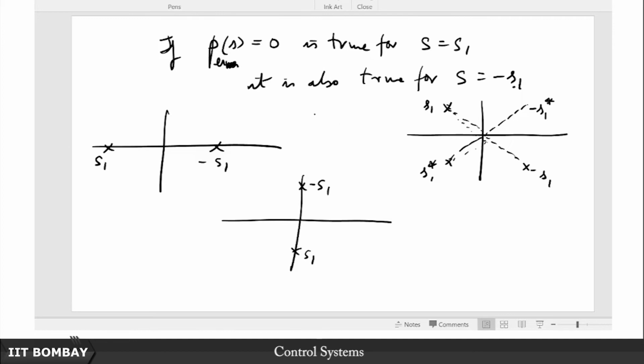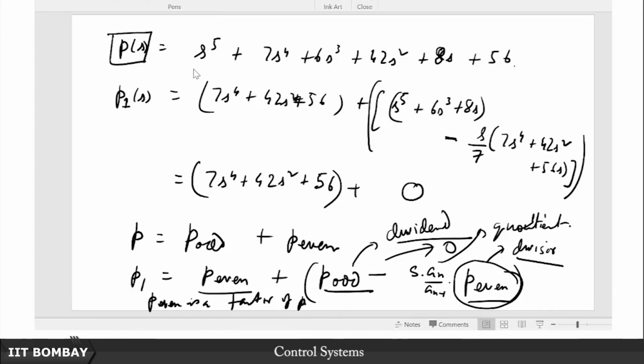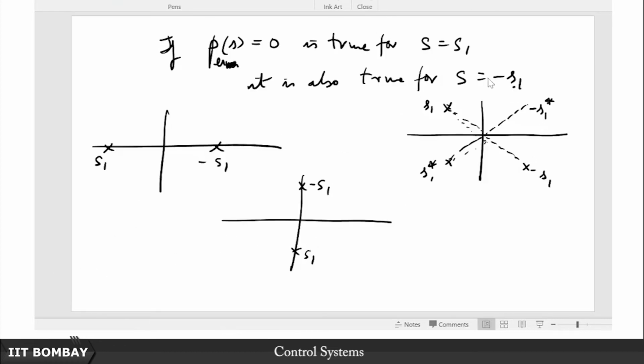And if something is a root of P even, is it also not a root of P? Because after all, P even is a factor of P. So the moment you encounter a situation like this, a singularity like you encountered here, a row completely comprising zeros, you are sure that you have an even polynomial which is a factor of this original polynomial, and in fact it is basically nothing but the polynomial in the preceding row. Okay, and also you know that the roots of that particular polynomial are distributed in this fashion.